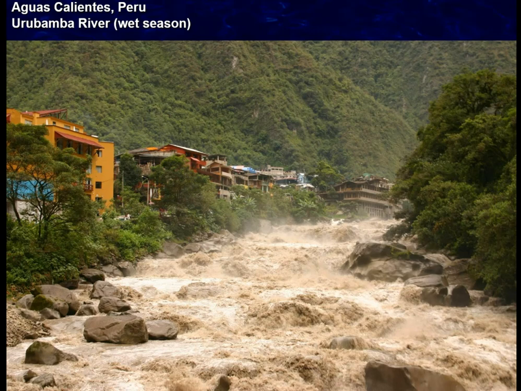This was from a fellow geographer who was there during the wet season. I was talking about how peaceful Aguascalientes was, and he's like, we couldn't sleep at night because the river was so loud. And now I know why. This is his picture.